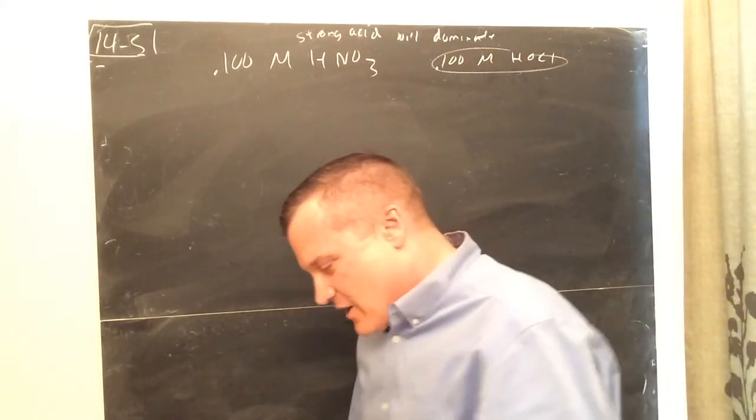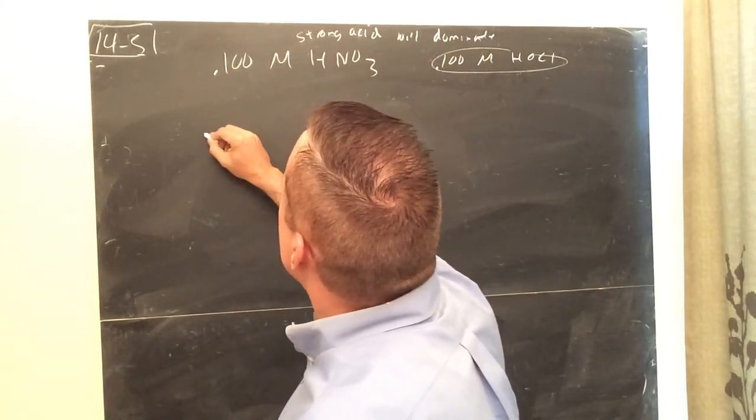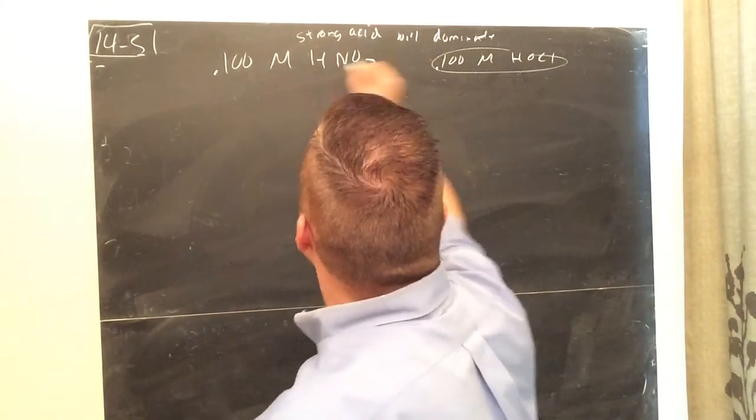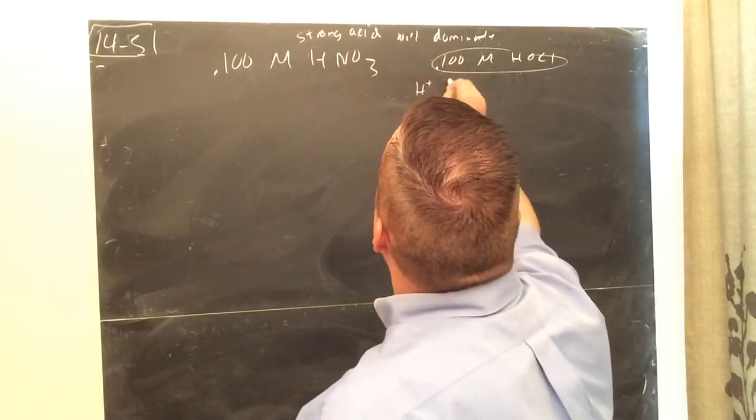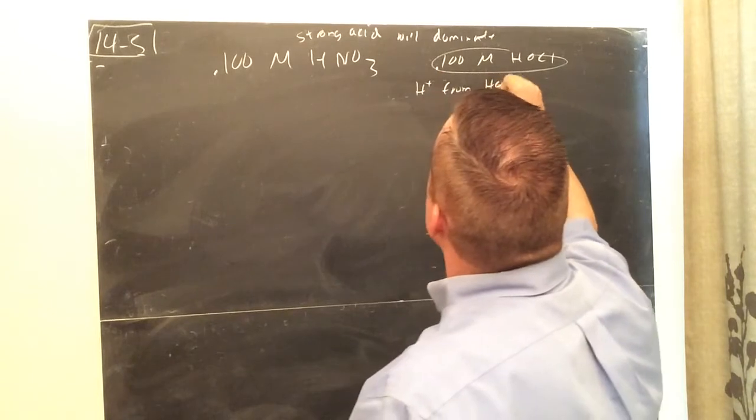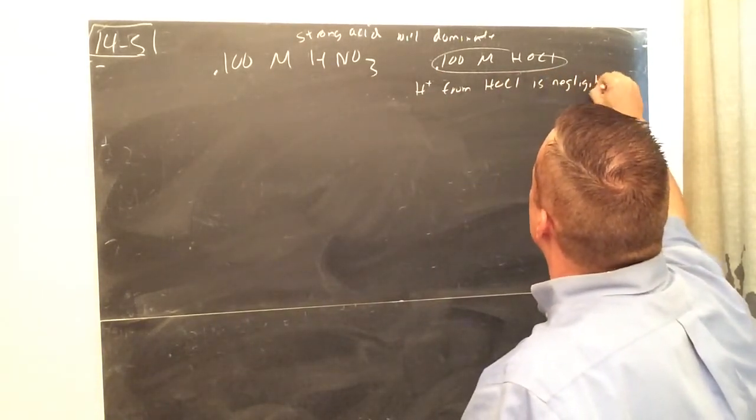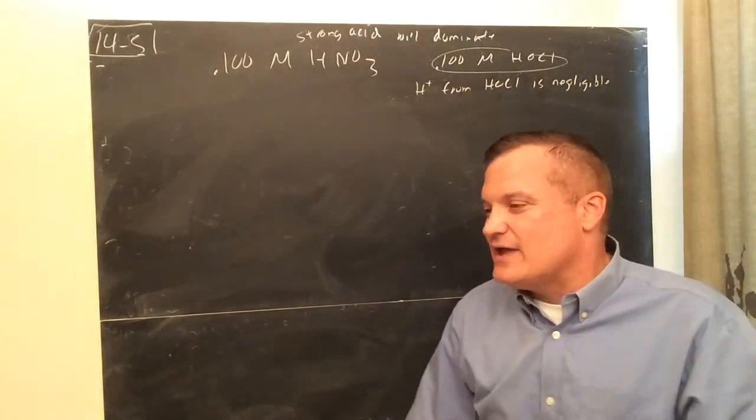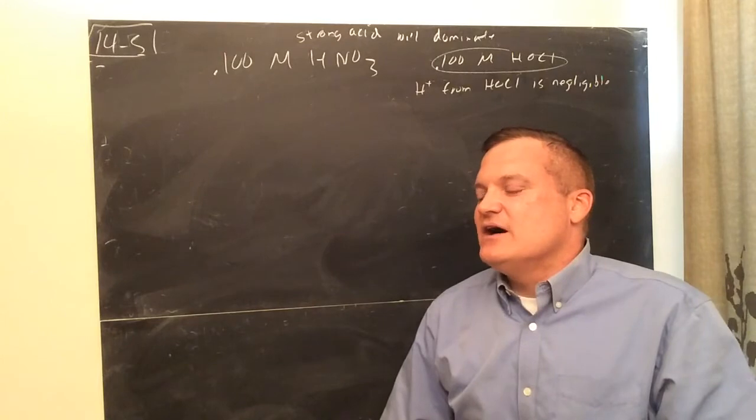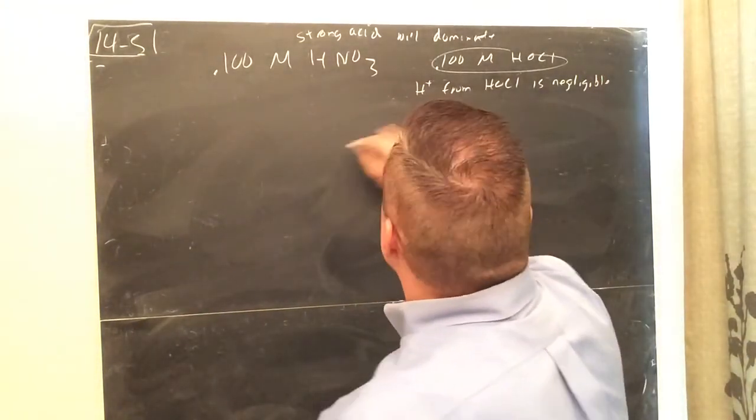All right, so here we go. If it's 0.100 molar HNO3, I would write that strong acid will dominate, H plus from HOCl is negligible. In fact, it might be good to write that down if this ever happened on the AP. I think it's more likely to be something you'd see on a multiple choice, but oh well.